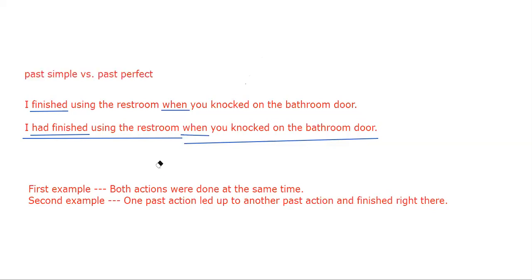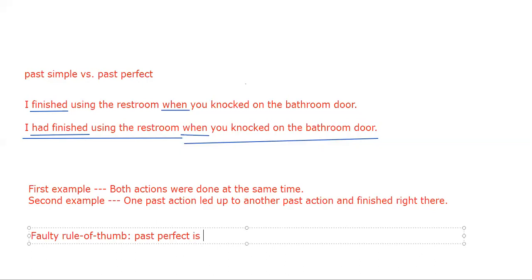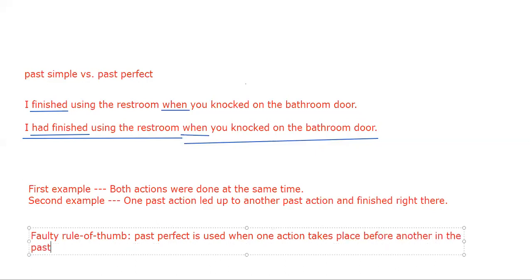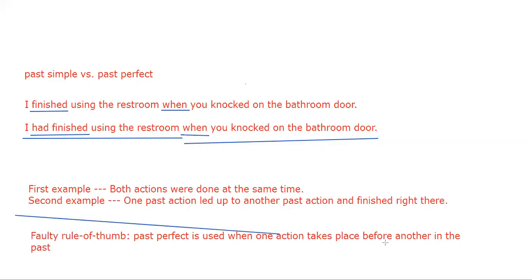The problem here is that people will often, here, let me erase this. Actually, no, I don't need to erase it. So one thing I should point out, here's a faulty rule of thumb that people use for the past perfect, that some people say, oh, just use this rule of thumb and you're fine. The past perfect is used when one action takes place before another in the past. This is not a good rule of thumb. It is absolutely horrible. Do not use it.